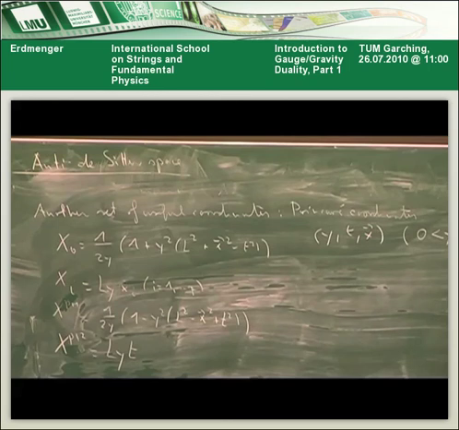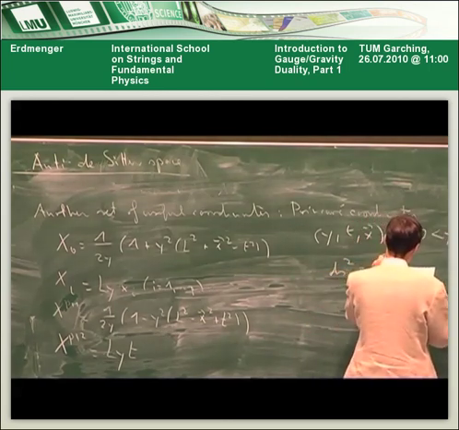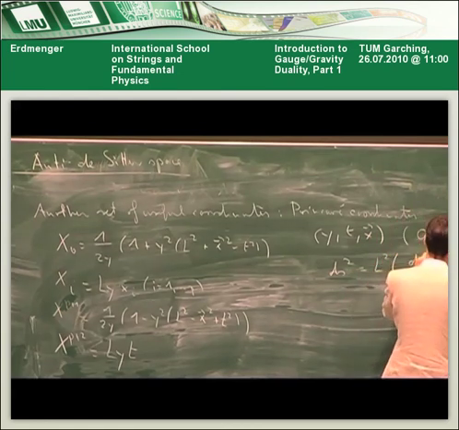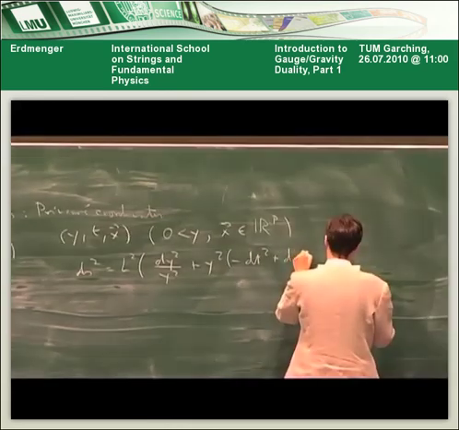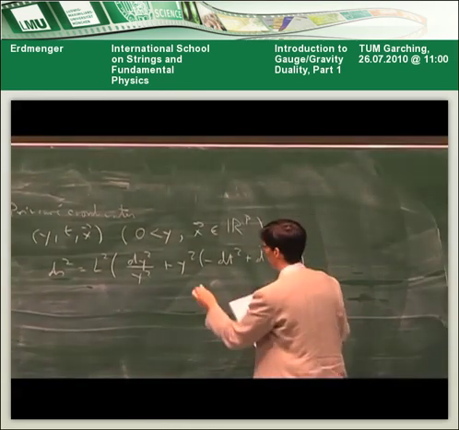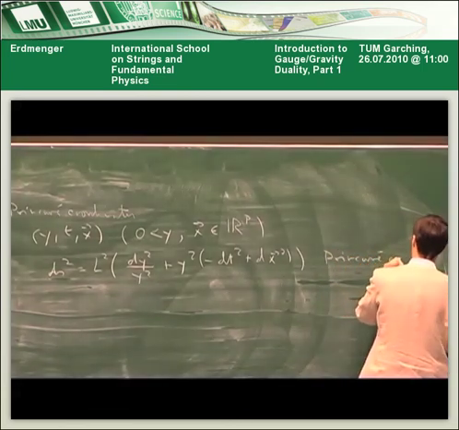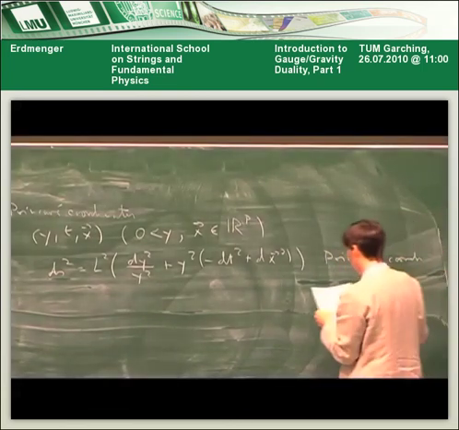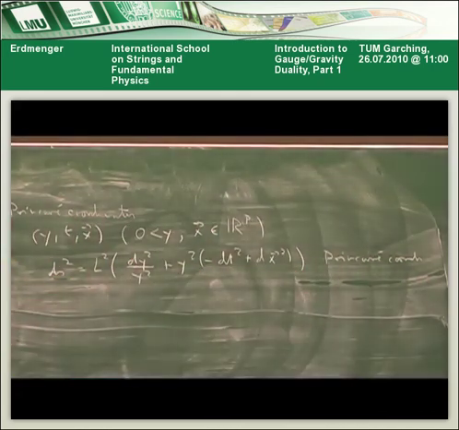And then I get ds squared equals L squared times (dy squared divided by y squared plus y squared times (minus dt squared plus dx squared)). Okay, and this is called the Poincaré coordinates. And so here the boundary is when y goes to infinity, I think. Okay, I should check that.